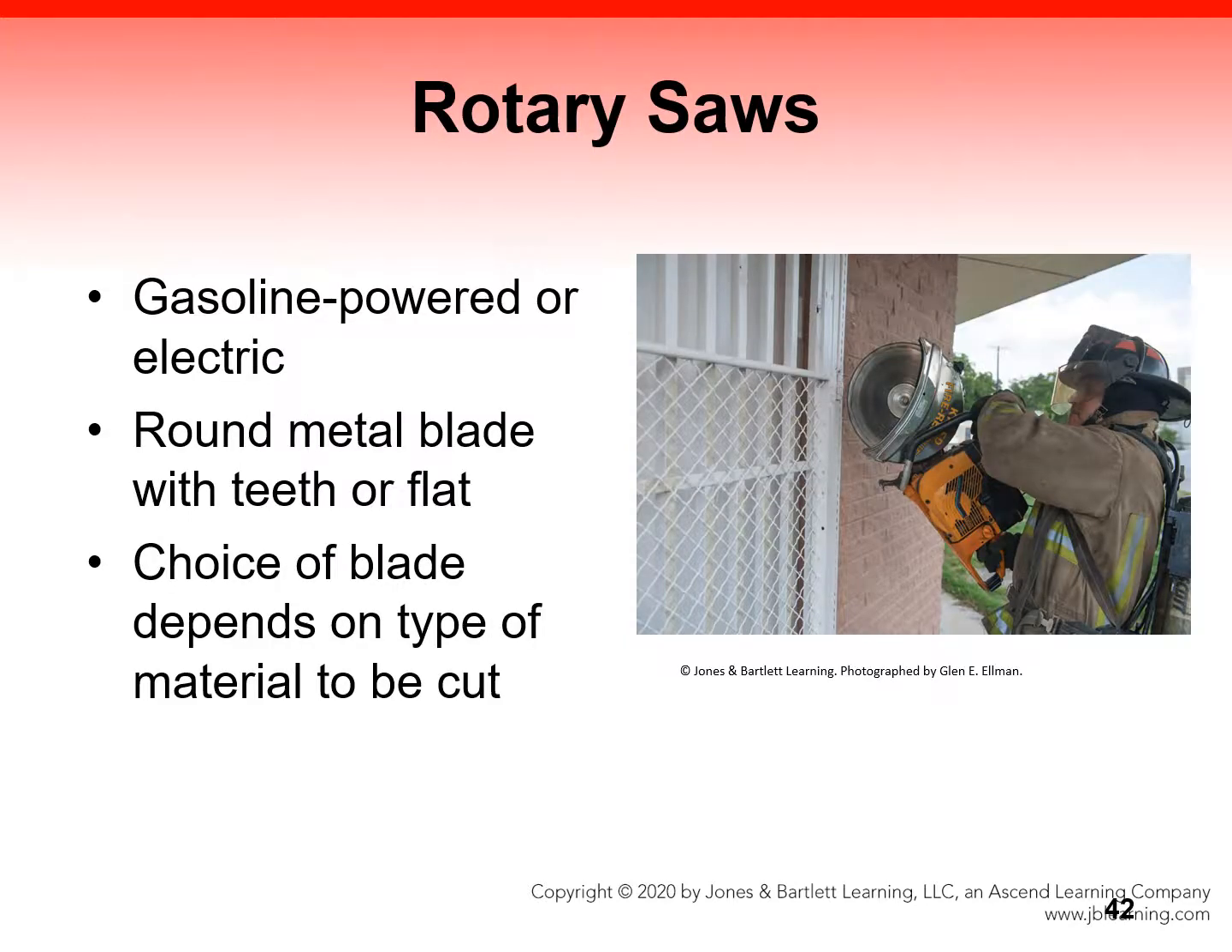Rotary saws are powered by electric motors or gasoline engines. In some rotary saws, the cutting part of the saw is a round metal blade with teeth. Different blades are used depending on the type of material being cut. Other rotary saws use a flat abrasive disc for cutting. The discs are made of composite materials and are designed to wear down as they are used. It is important to match the appropriate saw blade or saw disc to the material being cut.